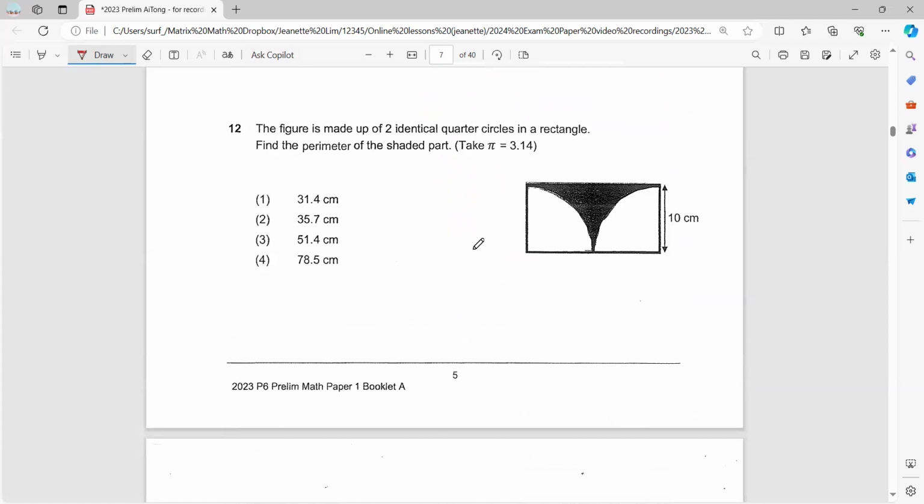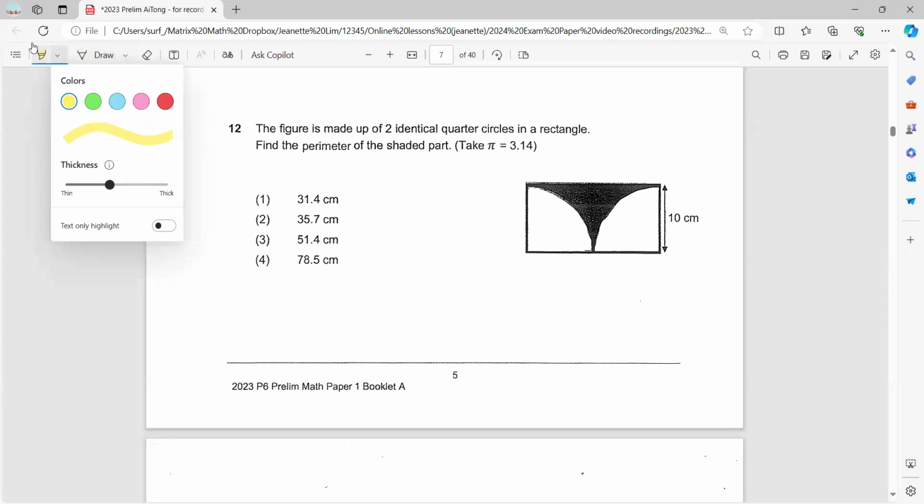Question number 12. The figure is made up of 2 identical quarter circles in a rectangle. Find the perimeter of the shaded part. Now take note, the perimeter of the shaded part is not the perimeter of the rectangle minus the perimeter of the quadrants, but it is the sum of all the sides, the sum of the outlines.